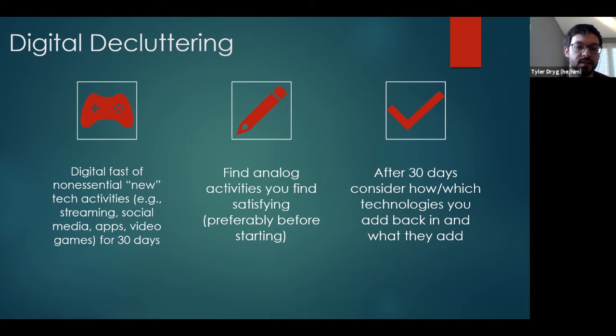Ideally, before you start this detox, you'd find some real world activities that you find satisfying. For Newport, that includes things like reading or writing. It could also include exercise, like taking a walk or going for a run. Could also include socializing with people, or a craft activity like woodworking, sewing, some kind of hobby in the physical world that can occupy some of your free time that you aren't using in front of a screen.